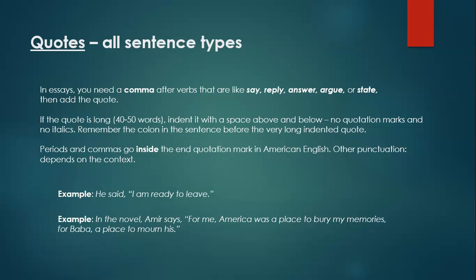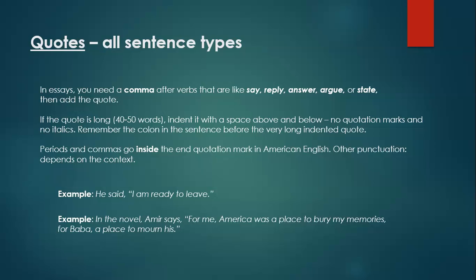Quotes, all sentence types. In essays, you need a comma after verbs that are like say, reply, answer, argue, or state, then add the quote. If the quote is long, 40 to 50 words, it is indented with a space above and below. No quotation marks and no italics. Remember the colon in the sentence before the very long indented quote. Periods and commas go inside the end quotation mark in American English. Other punctuation depends on the context.